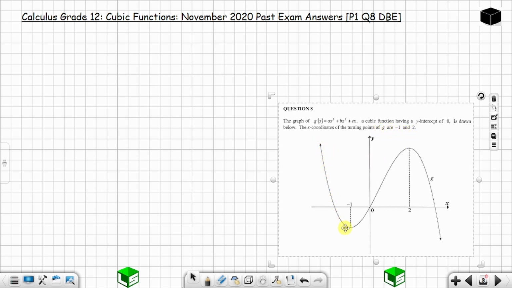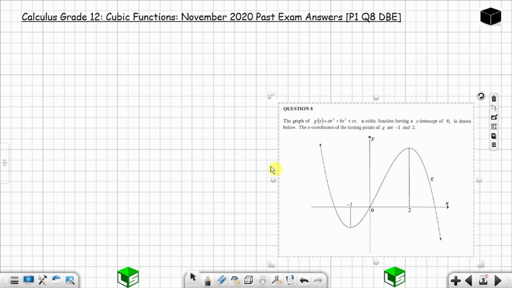So this is the graph of g, which is a cubic function. You can see it has a y-intercept of 0. The cubic function is cutting the y-axis at 0. And the x coordinates of the turning points are -1 and 2. So this is a turning point and there is another turning point.